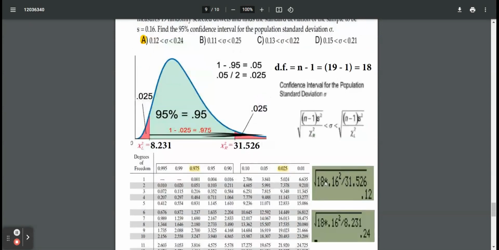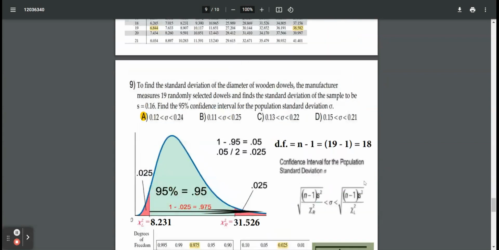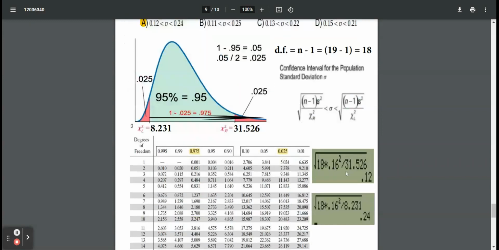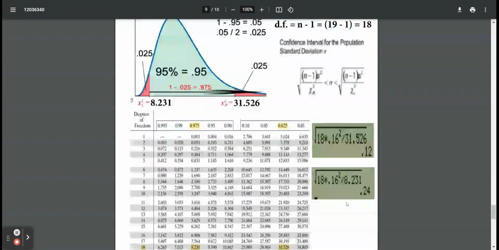Going back to my calculator, doing the chi-squared left score first. There's my degrees of freedom. There's my standard deviation, 0.16. That's 16.16. Divided by chi-squared right, 0.12. And here's one where I don't see any other answer that has a lower bound for my confidence interval of 0.12. Theoretically, I'm done. If I feel confident, I'm done. But if I don't feel that confident, I'm going to do the upper level. There's my degrees of freedom, 18. There's my 0.16, my standard deviation squared, and then my chi-squared left score, 8.231.